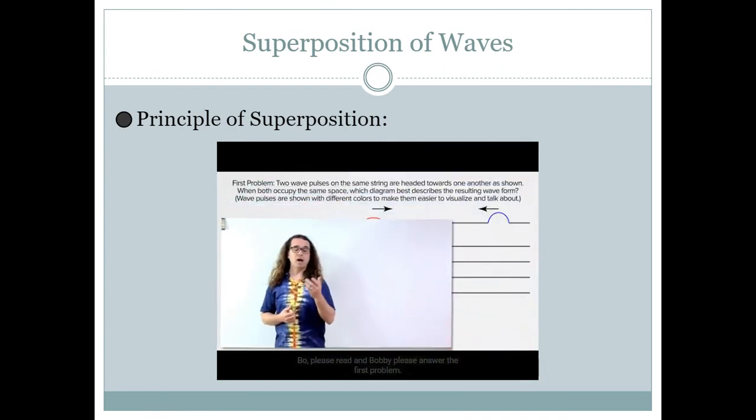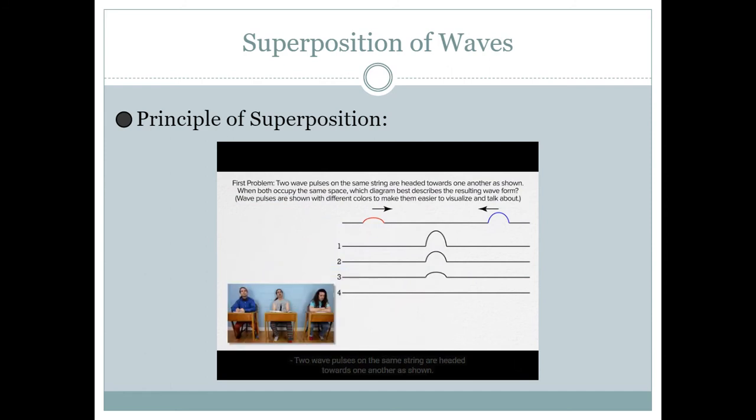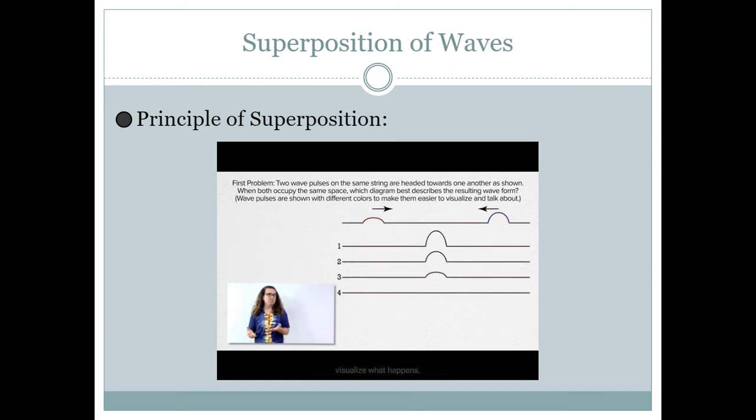Bo, please read, and Bobby, please answer the first problem. 2 wave pulses on the same string are headed towards one another as shown. When both occupy the same space, which diagram best describes the resulting waveform? Wave pulses are shown with different colors to make them easier to visualize and talk about. Does that mean the top illustration is all one rope, even though it is black, red, and blue? Yeah, if I made the whole illustration black, it would be more difficult to discuss and visualize what happens.